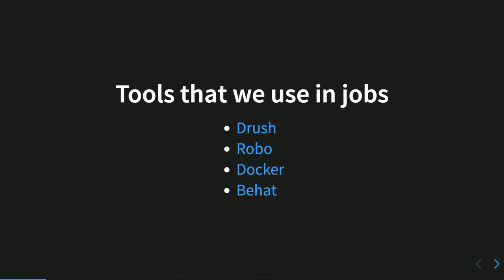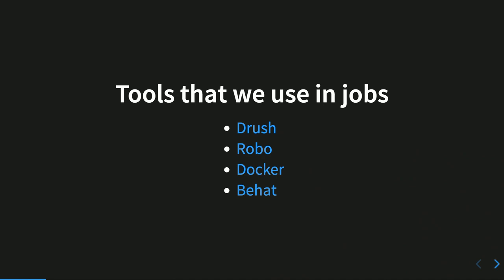Within those continuous integration environments, we've settled on these tools. Drush, because we're dealing with Drupal all the time. Robo, which Drush 9 is actually built on now, and it's a command line task runner similar to Grunt or Gulp from the JavaScript world, but it's in PHP, which is great because if you're a PHP developer, you don't have to write as much bash, which makes everyone happy.